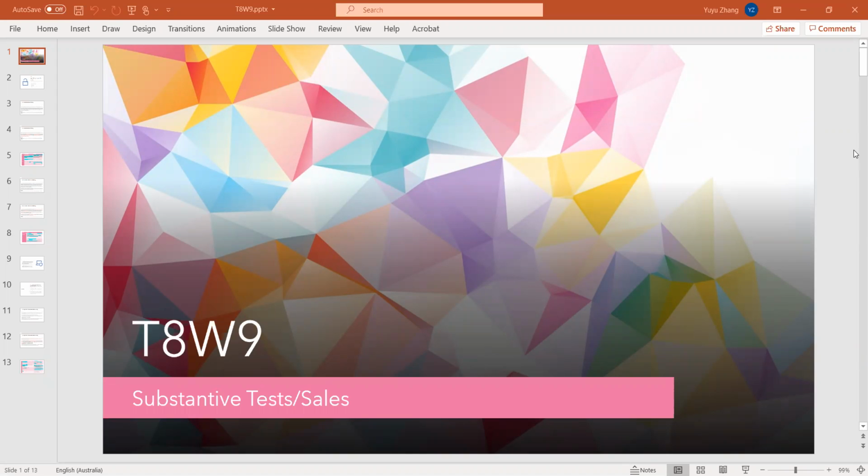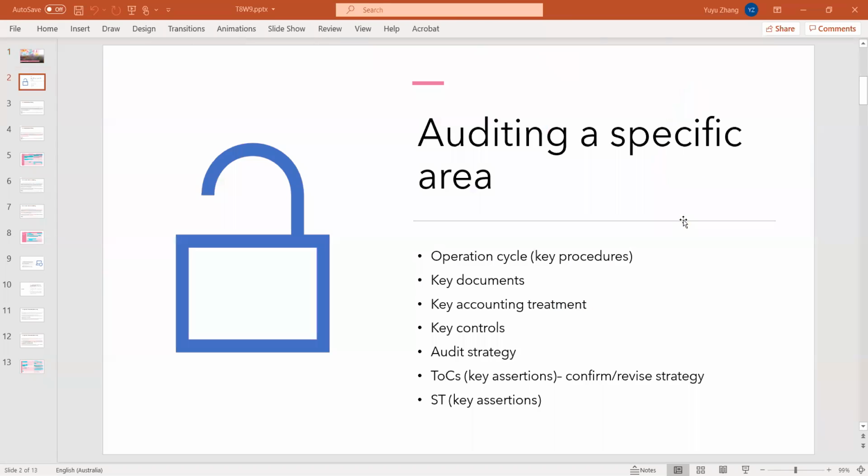Hi, hello. So now let's move on to tutorial 8, which is also a very important part regarding substantive test. In this tutorial, all the questions will be about the sales cycle. So when we're auditing a specific area, the following key considerations should be followed.